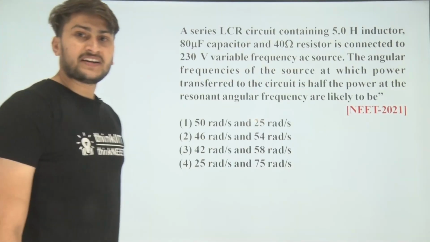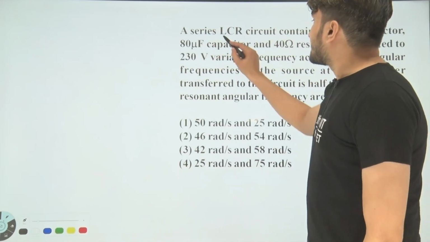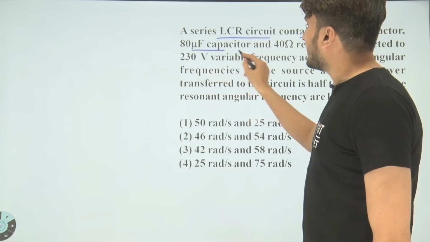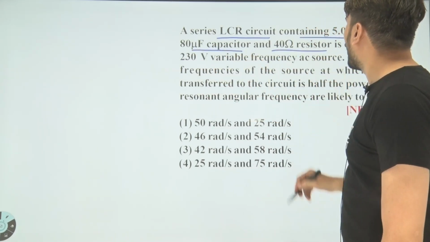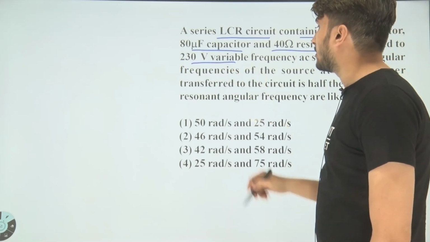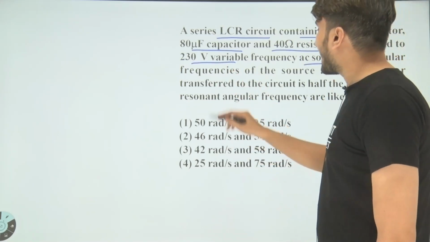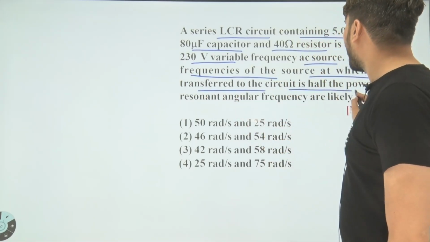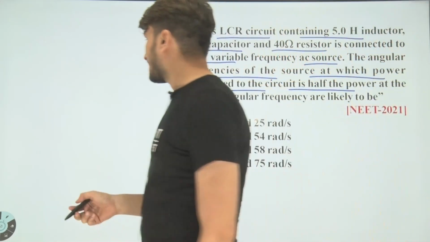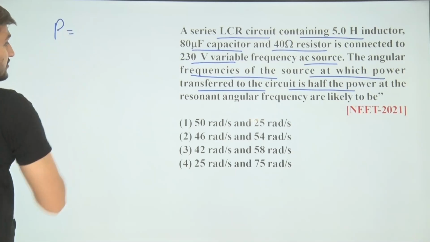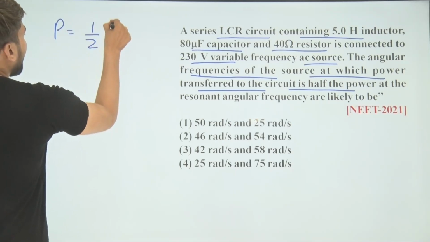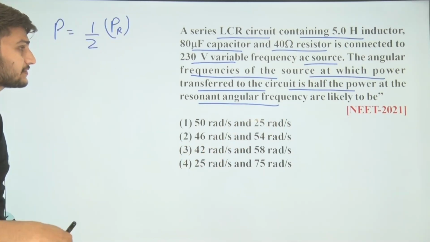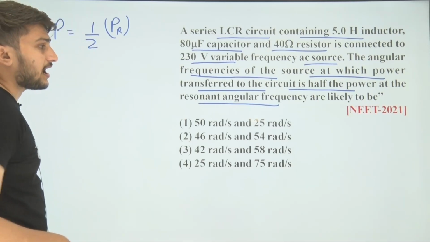Hello students, the question is asking: a series LCR circuit containing 5 henry inductance, 80 microfarad capacitor and 40 ohm resistor is connected to a 230 volt variable frequency AC source. Now the angular frequency of the source at which power transfer to the circuit is half of the power at the resonant angular frequency is likely to be.